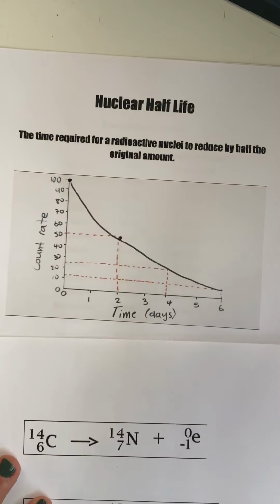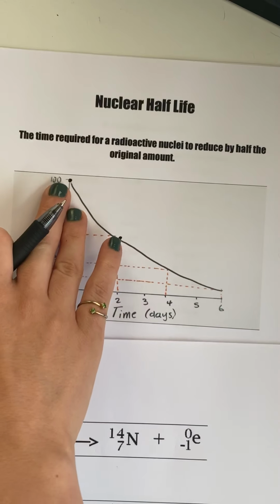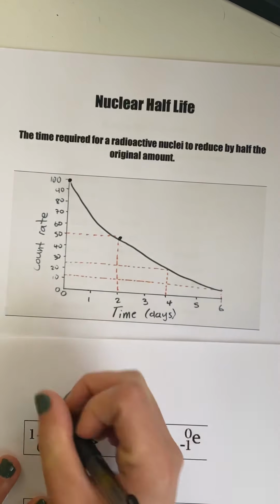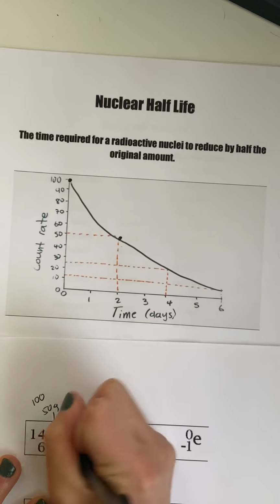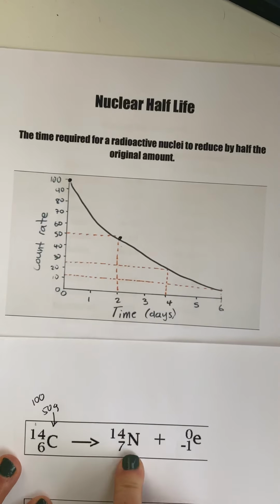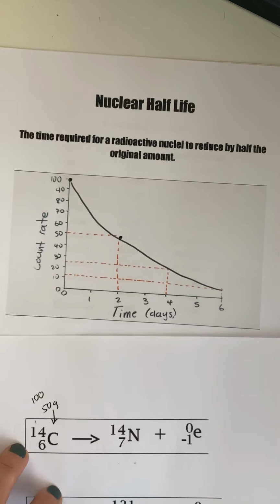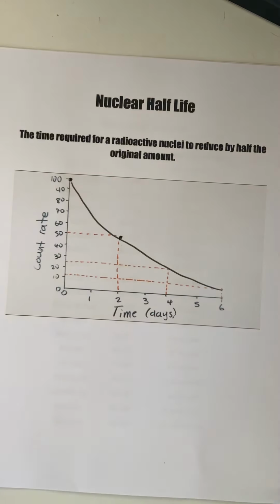And this is an example, guys. I don't think this is the actual half-life of carbon. Let's say I start with 100 grams of it. After 2 days, I only have 50 grams of this guy. The rest of it is then converted into product. So that is the whole concept of nuclear half-life. It's kind of a simple concept that we're dealing with this week.